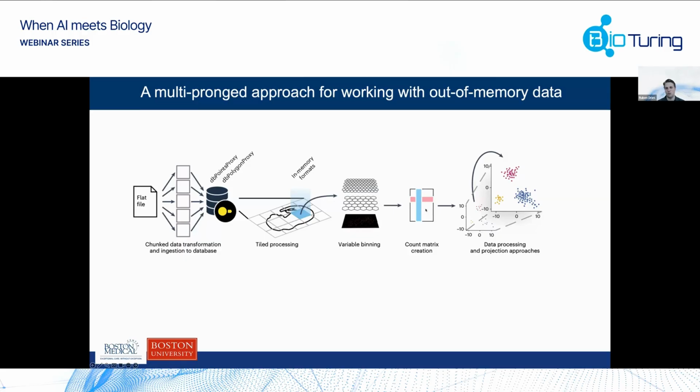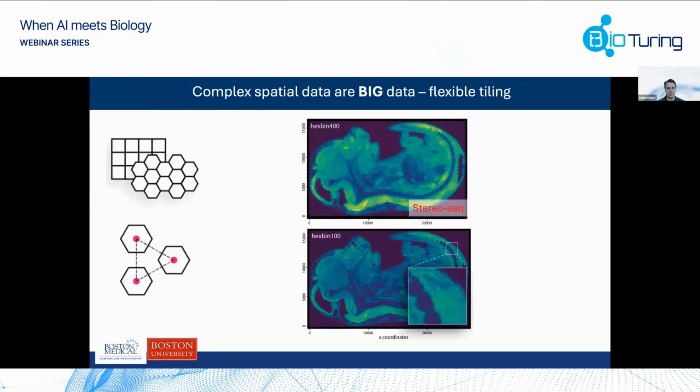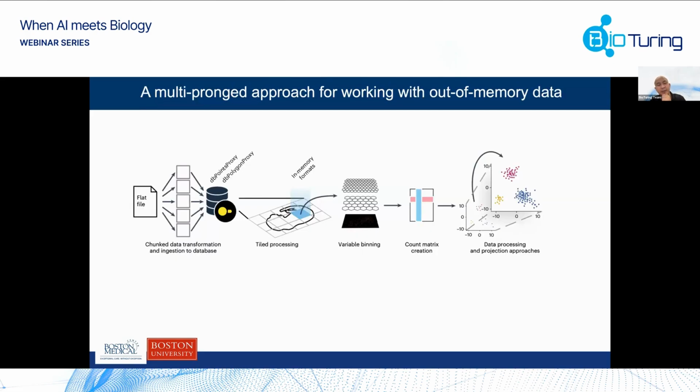And then you create a count matrix, and you can do all types of data processing and projection approaches, which I will not discuss. Basically, you use a subset of the data and you project it to anything else. And the goal of creating this data is for faster query, or what?